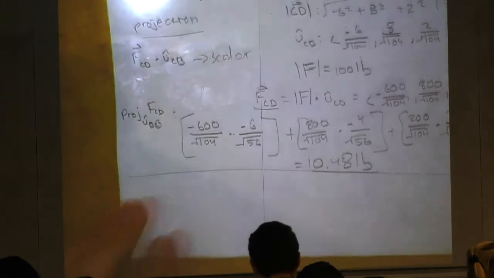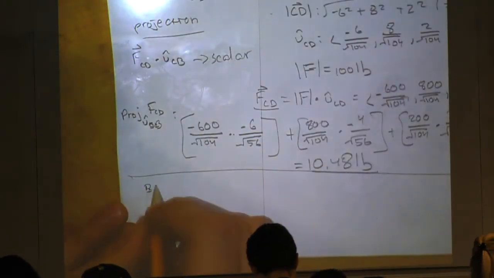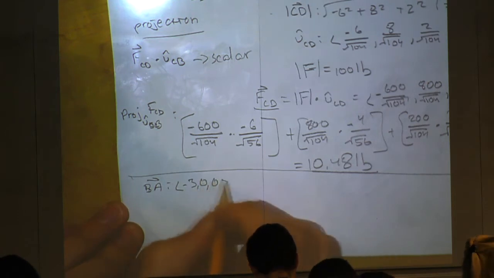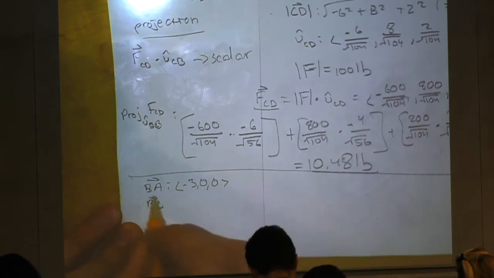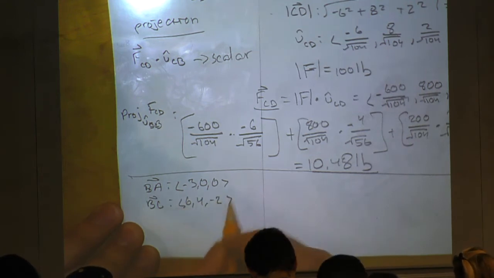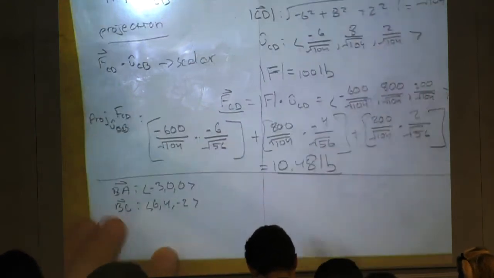So we have our points from up here. I'm just going to say vector BA looks like negative 3, 0, 0. And BC is 6, 4, negative 2.